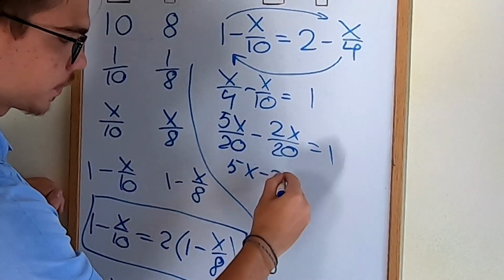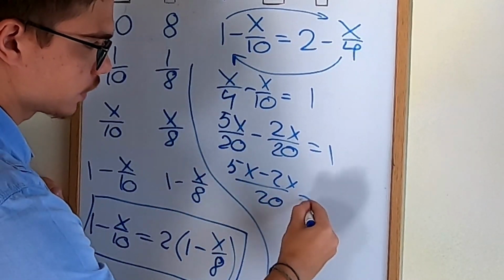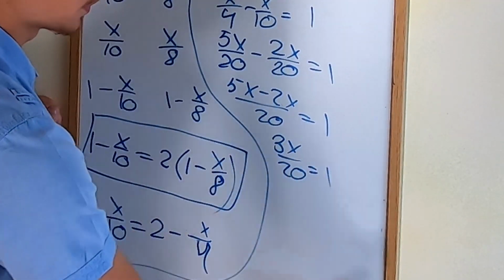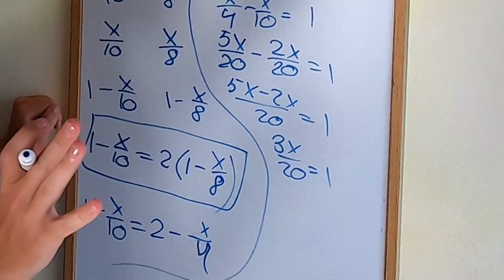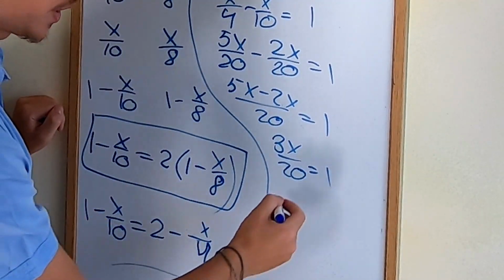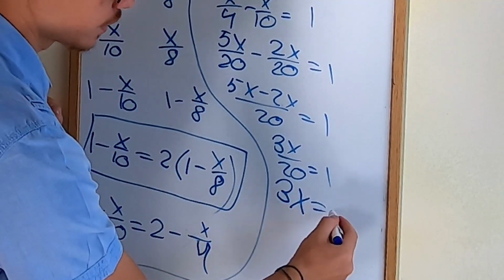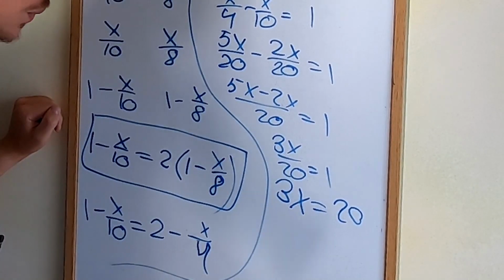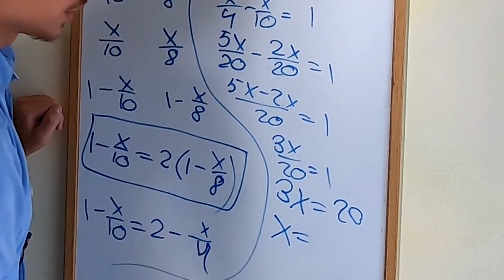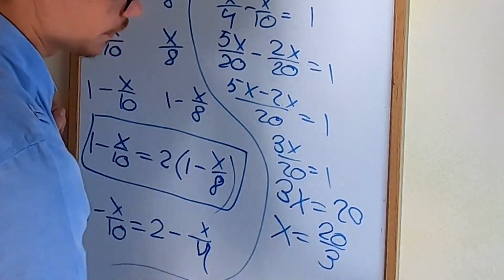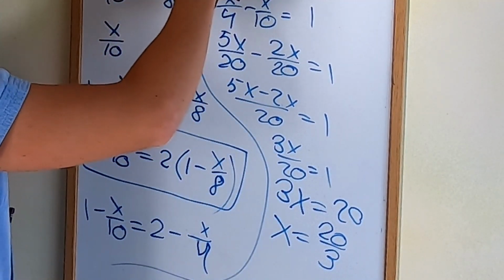Now we can write everything down as one fraction, to get 5x minus 2x divided by 20 is equal to 1. 5x minus 2x is 3x divided by 20 is equal to 1. Now we multiply both sides of the equation by 20 to cancel the fraction, right? We get 3x is equal to 1 times 20, which is 20. And to find x, we only need to divide both sides by 3 to get x is equal to 20 over 3 hours, because x is time.